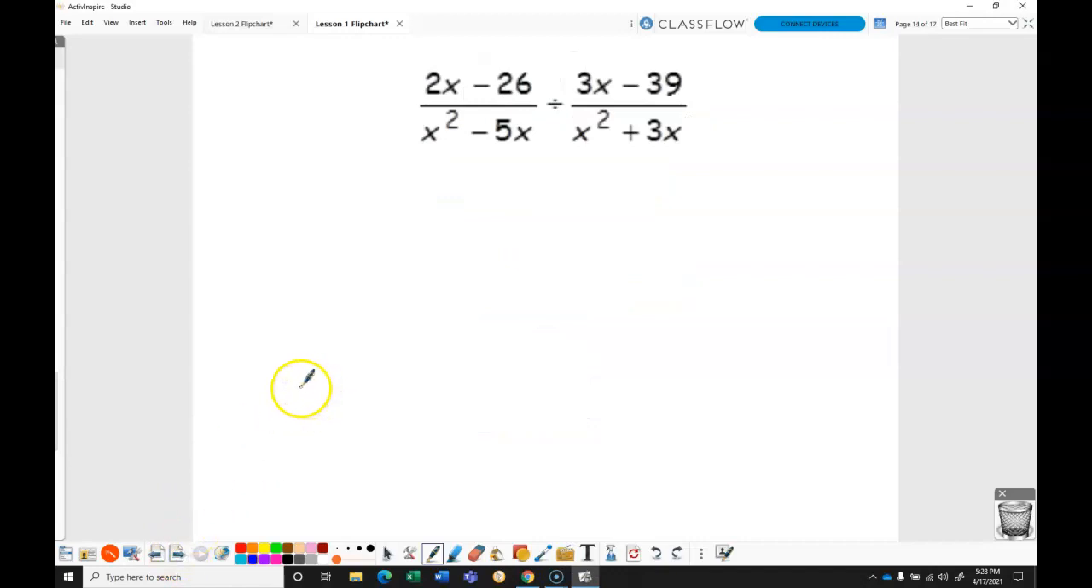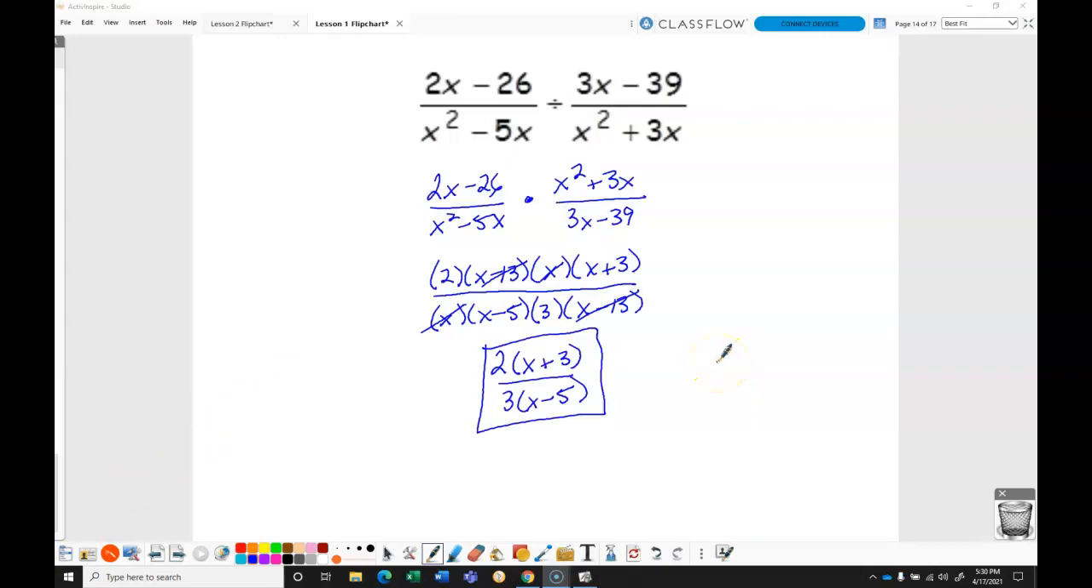Okay, give this one a shot. A lot of common factors in this. And then I'll put up the solution. All right, here's my solution. I changed it from division to multiplication, so I flipped the second upside down.